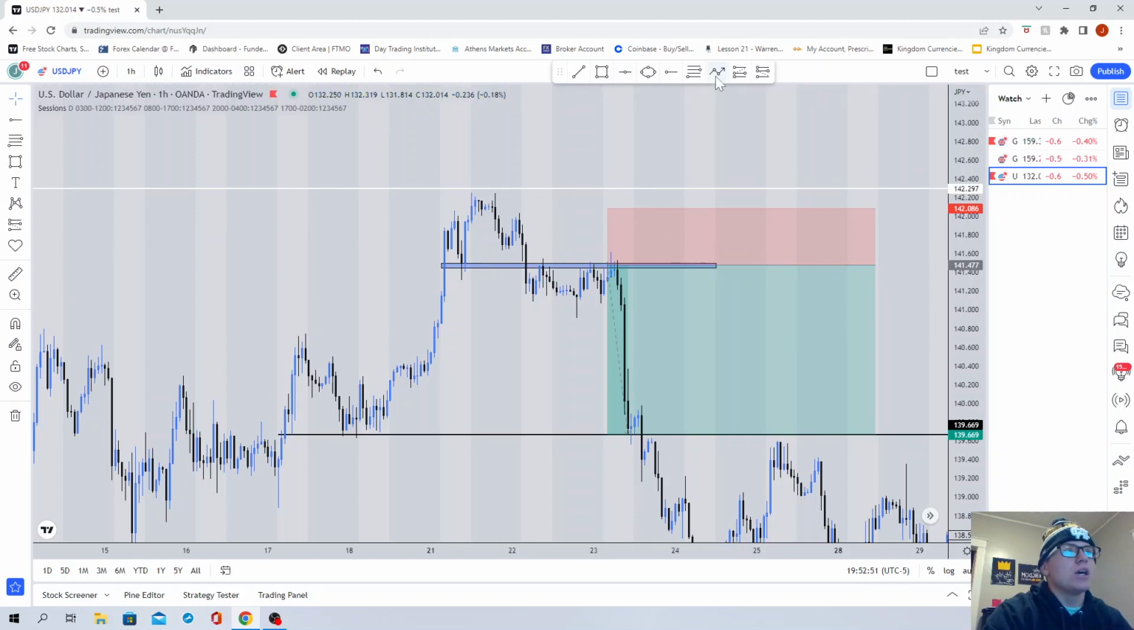So I'm just going to highlight what I did, how I identified where I'm going to put my stops, and then how I place my take profits. I have 3 different examples, 3 different ways of placing stop losses.